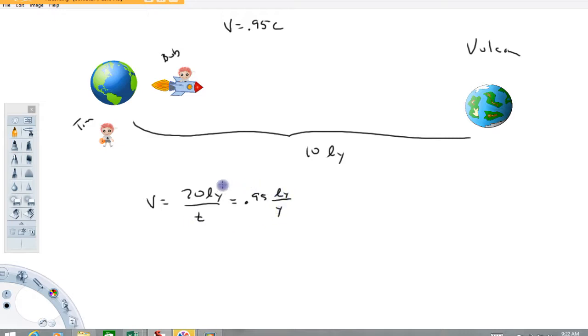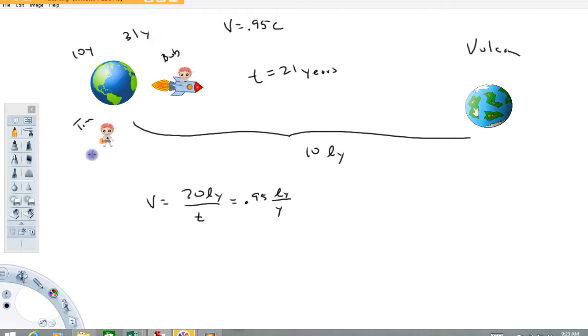And what we can do now is just solve this for t. So the time as recorded by Bob is going to be equal to 20 over 0.95. I'm going to go ahead and calculate a value, which is 21 years. So imagine that these two twins were, say, 10 years old. When Bob returns, he's now 31.